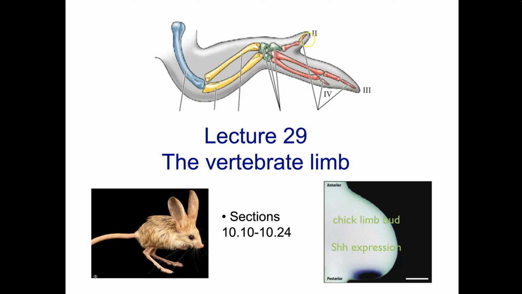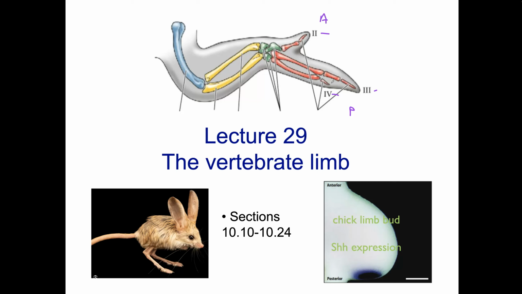And I'll just point out that we're looking mostly at the chick forelimb, and from anterior to posterior, the digits are digits 2, 3, and 4. And the basic vertebrate limb has 5 digits, and they're numbered. There's a standard 1 through 5.